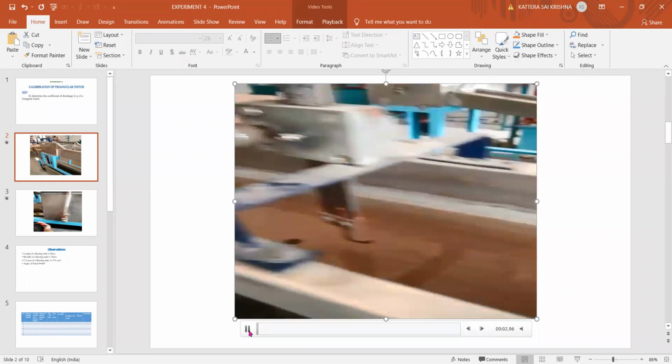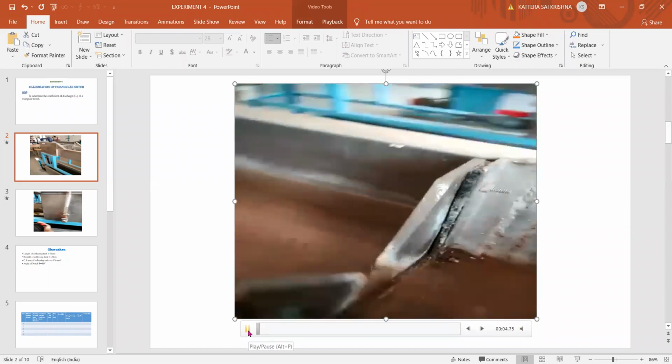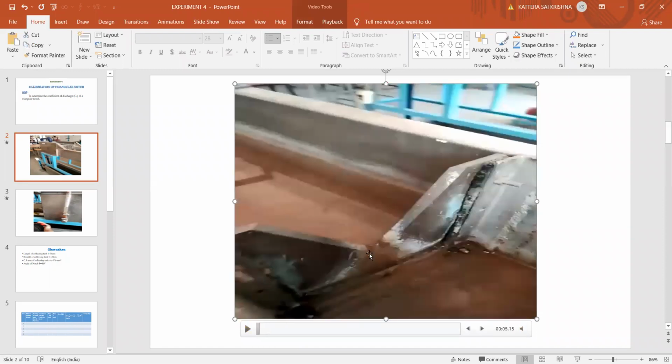Okay, so now you can see. This is a V notch plate which is fixed to this channel. Assume that this is a small lake or small channel. What we need to find is the discharge or coefficient of discharge for this channel. So we place a V notch like this. If the size of the channel is small, you can use a notch.